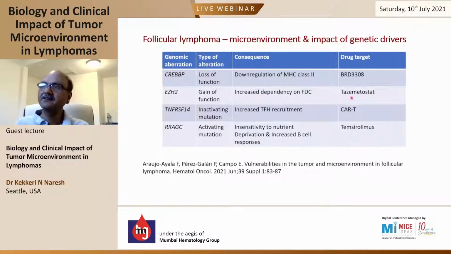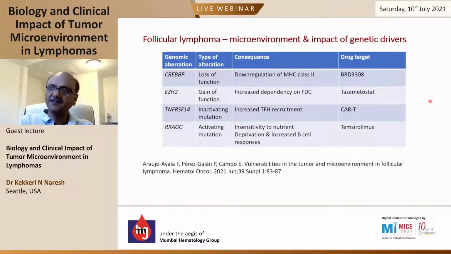And this is the same thing depicted here. CREBBP is a loss of function mutation, which results in downregulation of MHC class 2. But all these things open up druggable targets. An EZH2 mutation, because it is a gain of function mutation, makes a patient amenable to EZH2 inhibitors. So many of these genomic events which alter the microenvironment can also be targeted using various drugs.